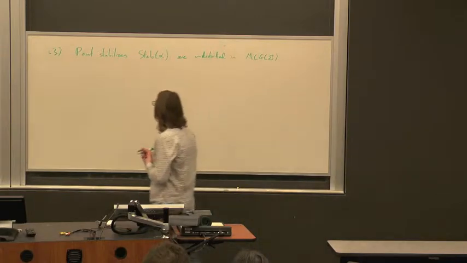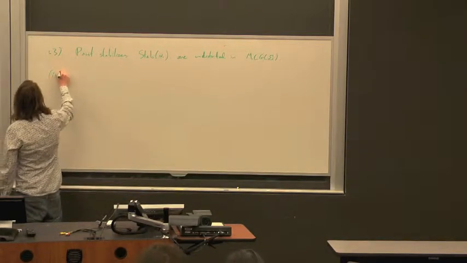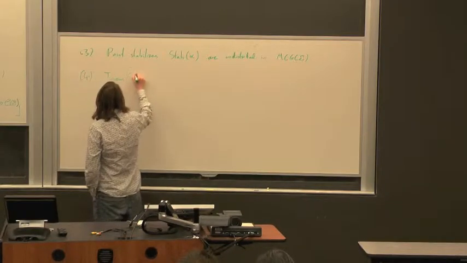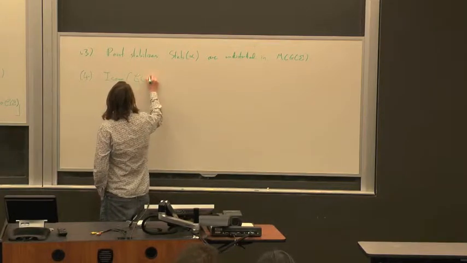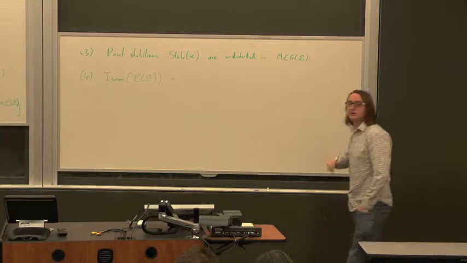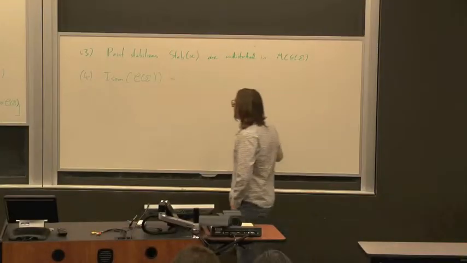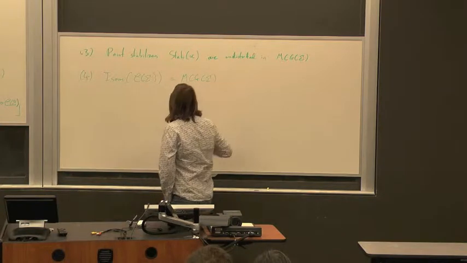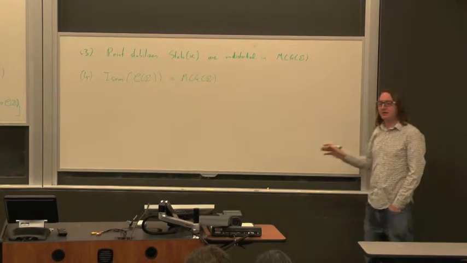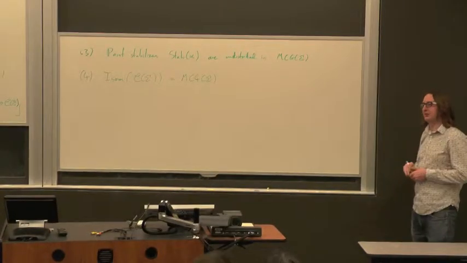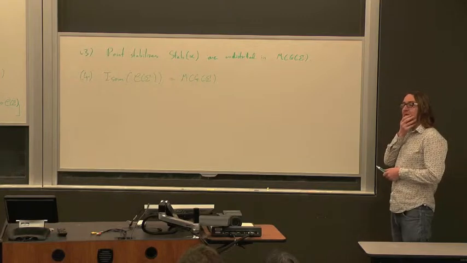Really nice. And the fourth point is that the isometry group of this curve graph, if you look at just the abstract isometries of the curve graph, then this is exactly the mapping class group. So there aren't any extra isometries.